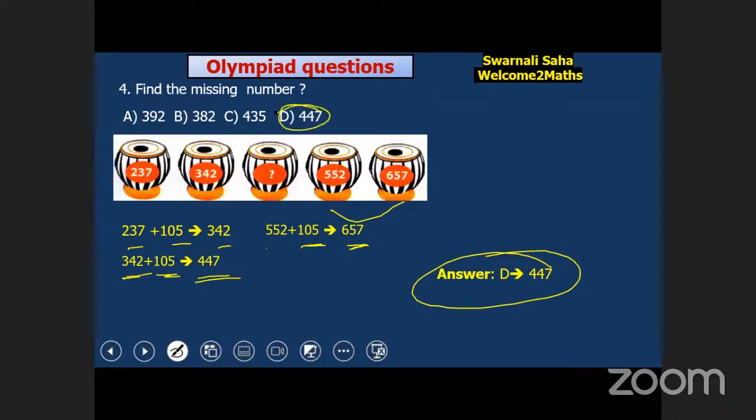447. Very good. Ishita, ma'am, I cannot understand question 2. Okay, I will explain you once again. After solving some questions, I will explain question number 2 at last.